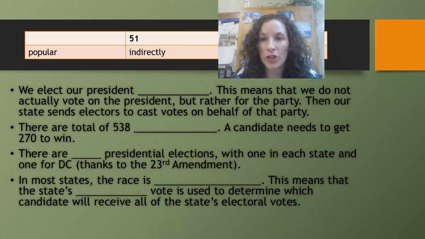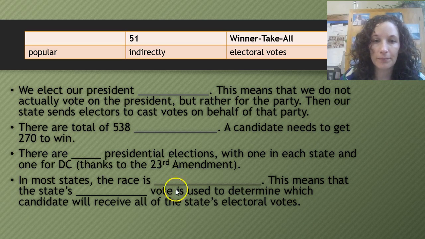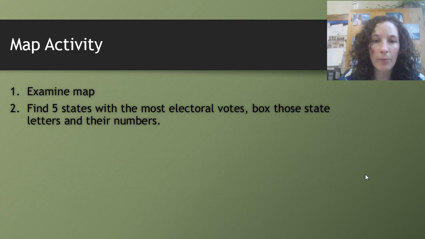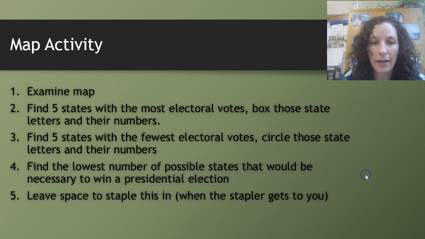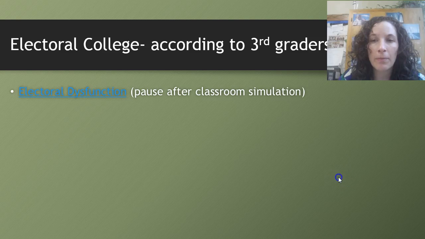So just to check your understanding, pause this and see if you can fill in the blanks. We looked at the map more closely in class, and you can do that on your own. So what I'd like you to do now is pause this, and I have the link, Electoral Dysfunction, down below, and I want you to watch that.